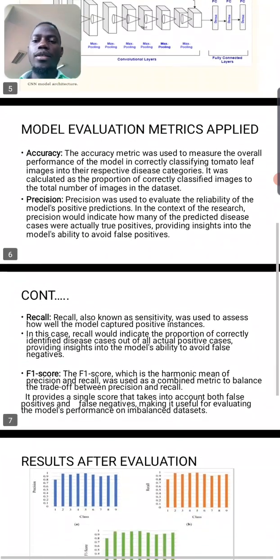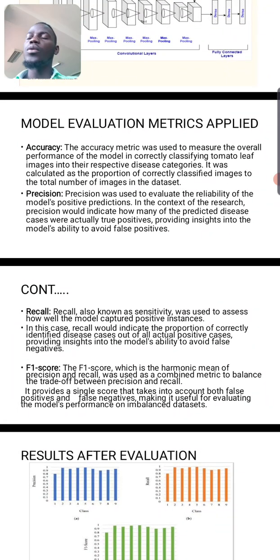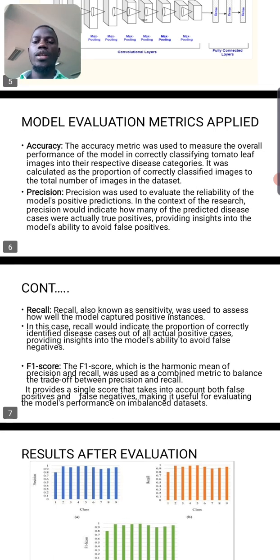And then I have the model evaluation metrics applied in this research paper. We had accuracy, and this metric was used to measure the overall performance of the model in correctly classifying the total leaf images into their respective disease categories. It was calculated as the proportion of correctly classified images to the total number of images in the data set. That was for accuracy.